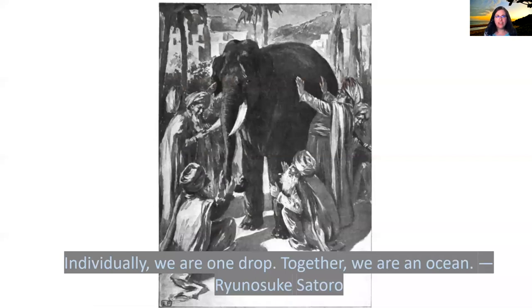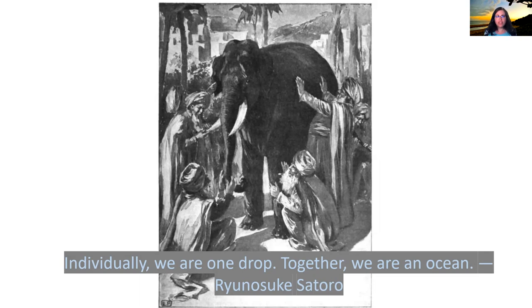I want to start today talking about the parable of the blind man and an elephant. In this parable, the blind men had never encountered an elephant before. Each one came up to a different part of the elephant and had a different experience with it, different observations of this animal. One touched the side and found it to be like a wall. One touched the tusk and said, oh, this is like a spear. Another touched the trunk and said, oh, this animal is like a snake. Another touched the tail and said, oh, this is like a rope. They each were right in their own way about the animal that they were assessing.